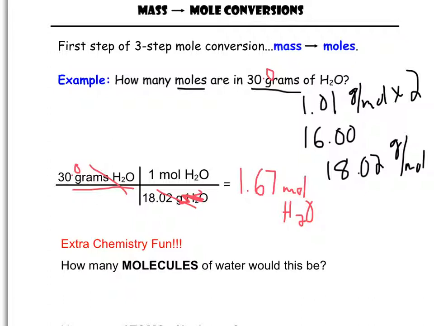And that kind of makes sense. We figured out that 1 mole was equal to 18.02 grams. So if I have 30 grams of it, I should have probably about 1.6 moles of H2O.